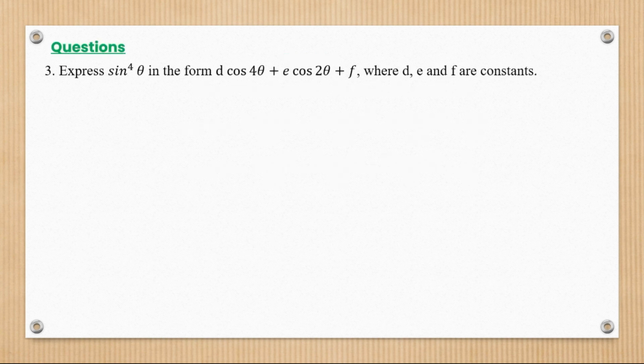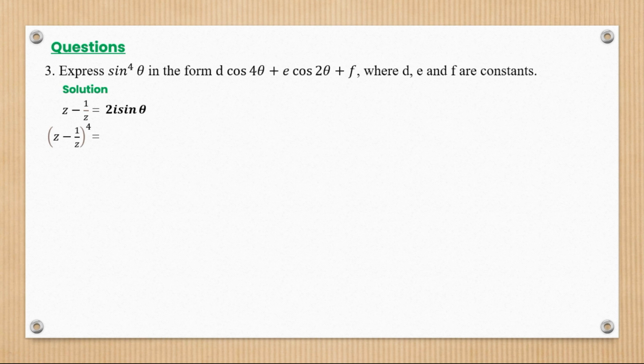Alright, let's move on to another question. Sine power 4 theta in the form d cos 4 theta plus e cos 2 theta plus f, where d, e, f are constants. This is an example where we have sine power 4 theta. For this case, we're going to use z minus 1 over z. We know that z minus 1 over z is 2i sine theta. We're using this because this is the format that gives us sine theta.